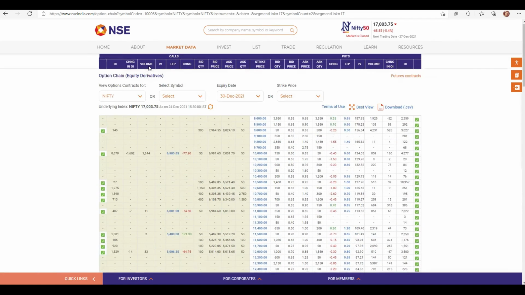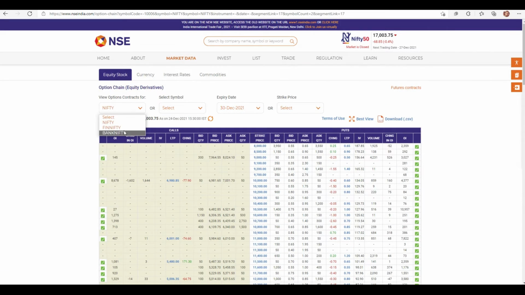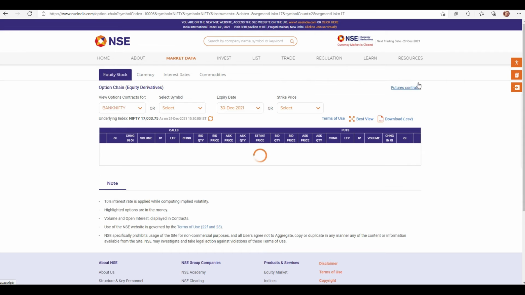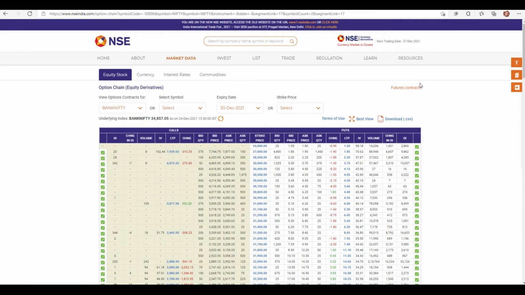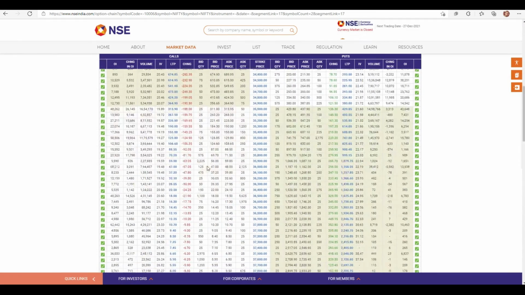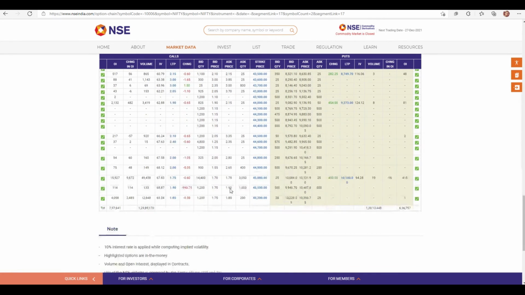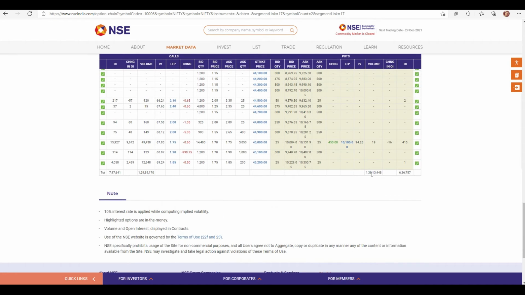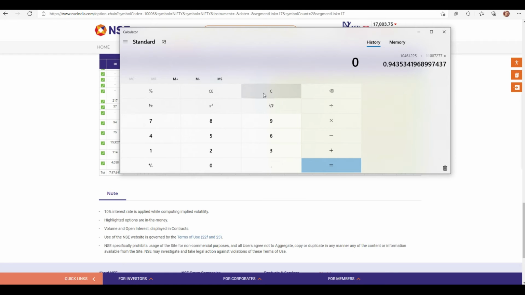Let's go up and check the data of Bank Nifty. We will find the PCR of both the indices and conclude what we can learn from this. Here in Bank Nifty, the put side volume is a bit higher when compared to the call side, and let's calculate this one also. Just clear everything and take up the Bank Nifty put side volume.